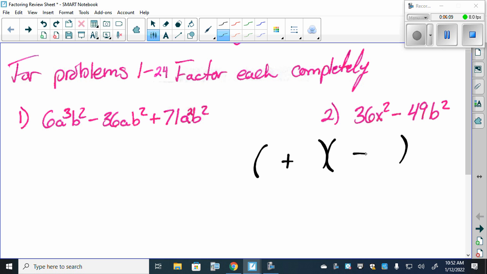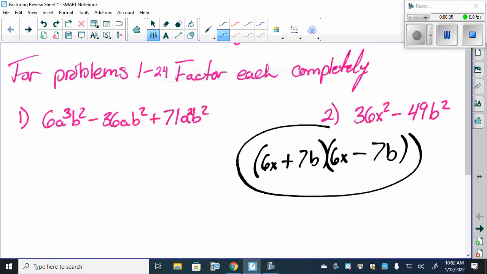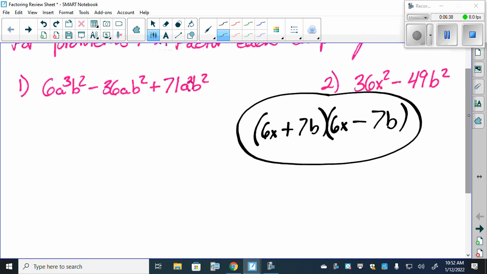36x squared would be 6x and 6x. 49b squared is 7b and 7b. This goes off the fact that a squared minus b squared is equal to a plus b times a minus b, or in either order. It would be good to make sure there's not a greatest common factor between those. X and b is not a greatest common factor because they're not the same variable. And 7 is prime, so there's not going to be a greatest common factor there.